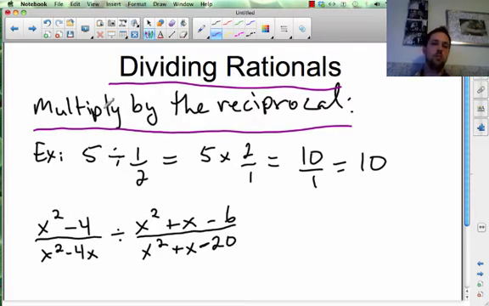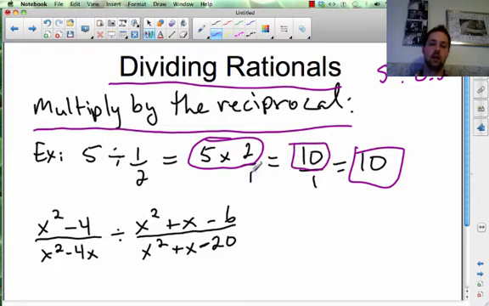So here's a simple example of multiplying by the reciprocal to divide. 5 divided by 1/2. If you plug this into your calculator, 5 divided by 0.5, so that's 5 divided by 1/2, it will give you 10. And why? Well, we multiply by the reciprocal. So instead of dividing by 1/2, we multiply by 2 over 1, and then 5 times 2 will give you 10, and obviously the 1 on the denominator doesn't change anything.